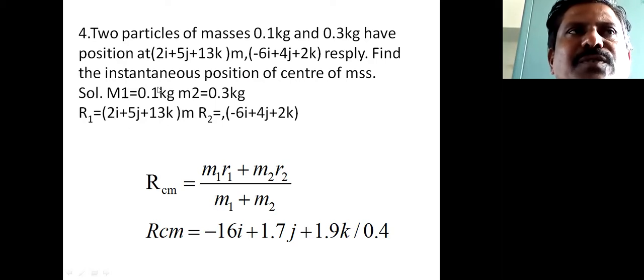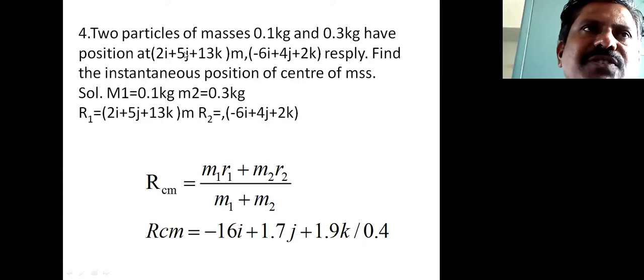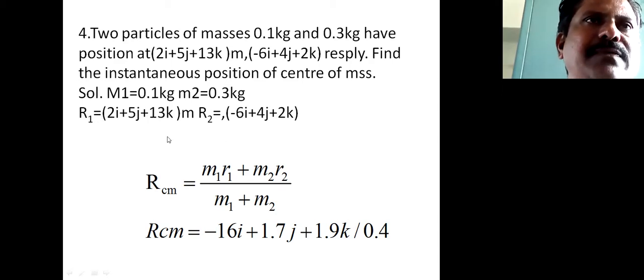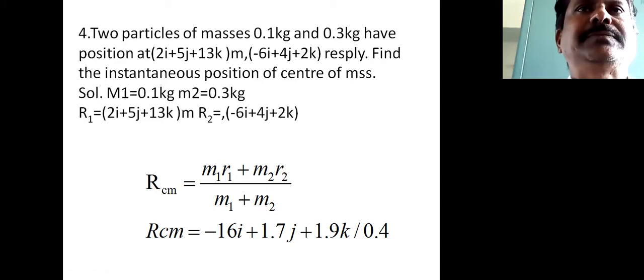This is the position of the center of mass of that system. Here, the system has two particles at these distances. The position vector of the first one is this much, and the second one is this much, from a fixed or chosen reference point. So I write r1 equals this much, and r2 equals -6i + 4j + 2k.